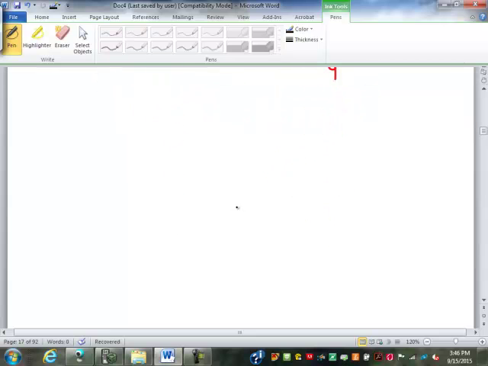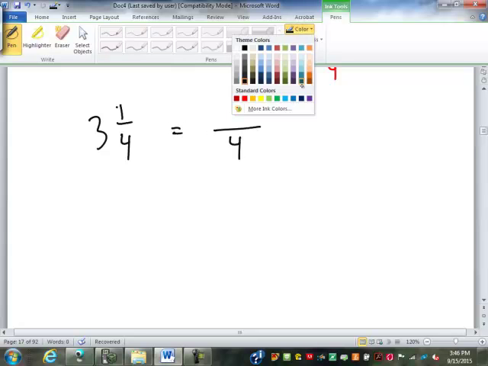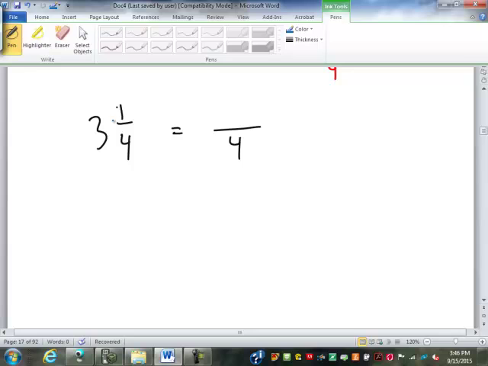We also went the other direction. 3 1/4, which is a mixed number, and converted it into an improper fraction. 3 1/4, how am I going to make that improper? I'll have to break the 3 whole objects into pieces. 3 times 4 tells us that's 12 pieces, plus the one that's there is 13/4.